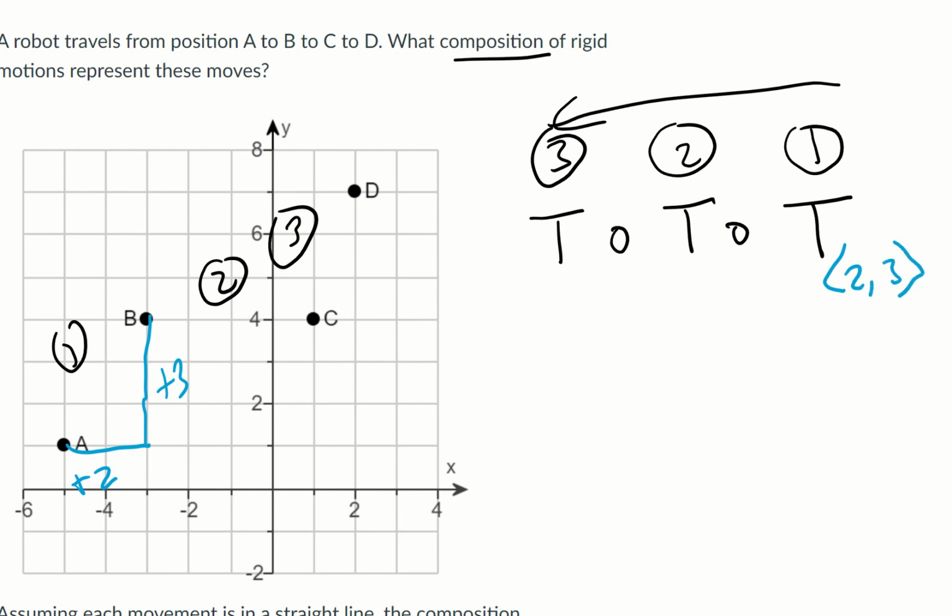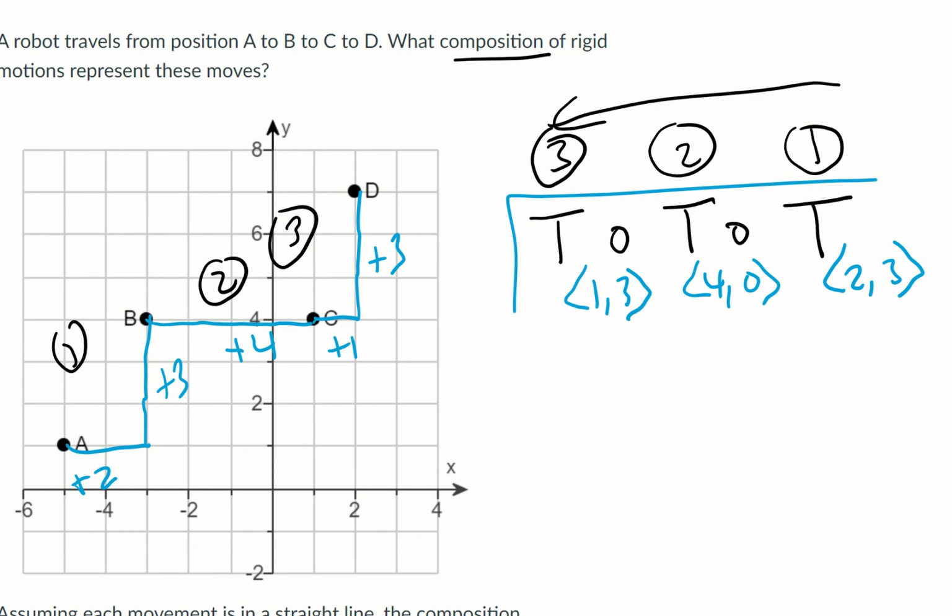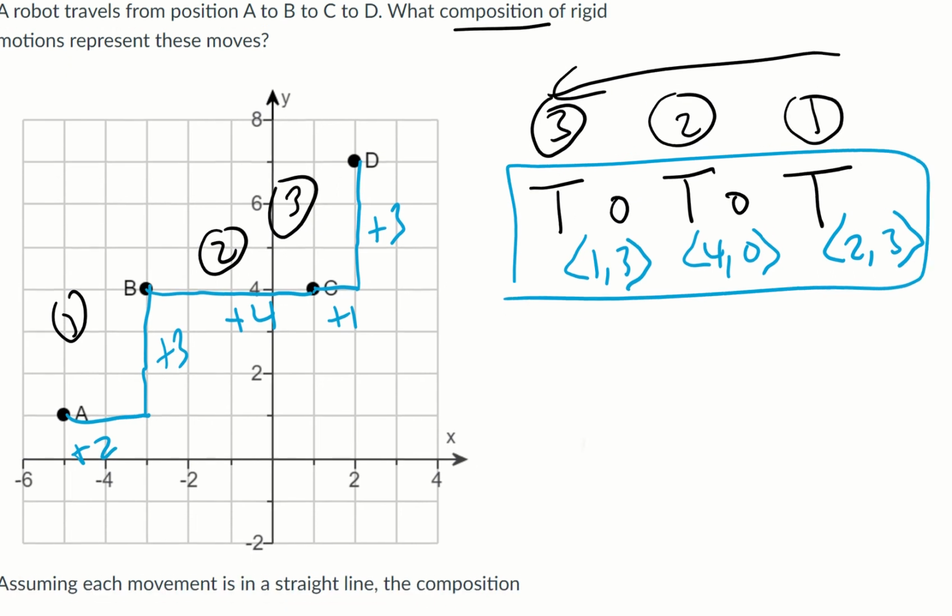And from B to C, I need to go 1, 2, 3, 4 units to the right and 0 units down. So that's this guy. And then from C to D, 1 unit to the right, 1, 2, 3 units up. So 1 unit to the right, 3 units up. And this is my final composition.